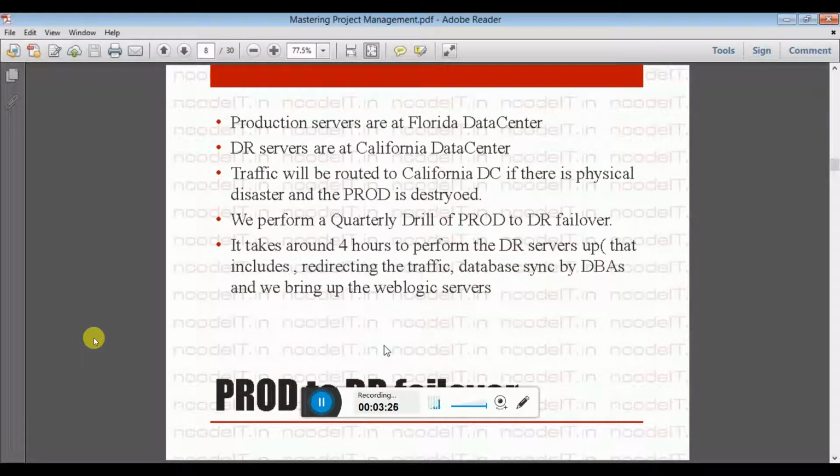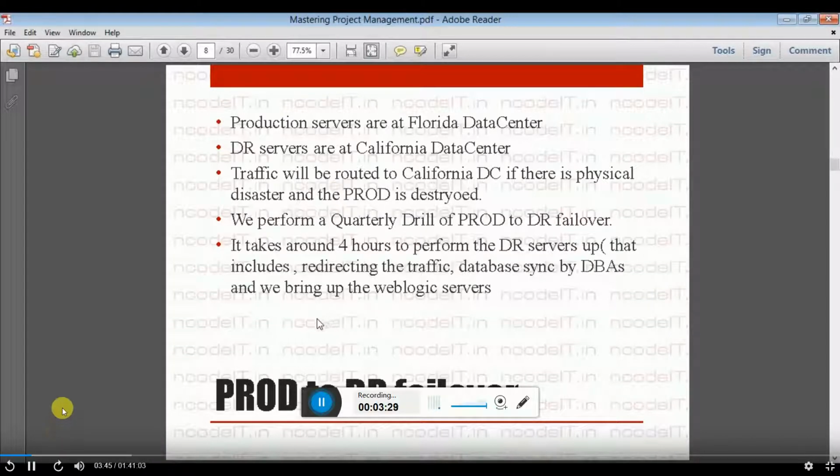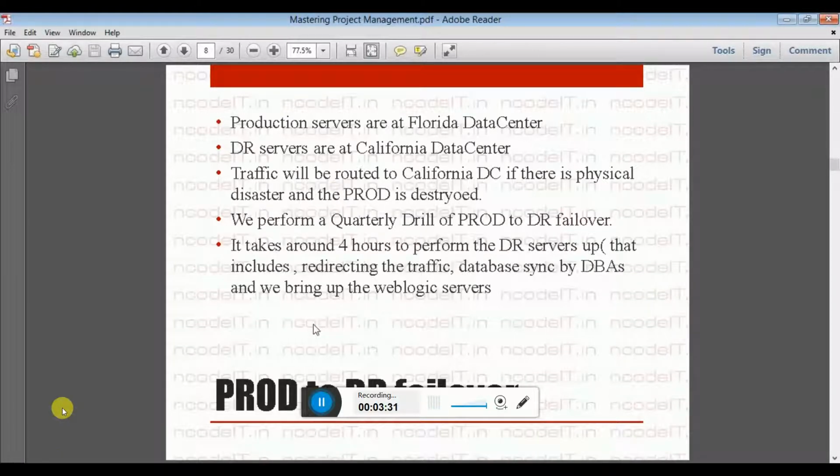Production to DR failover. Now just to give a review of the difference between production and DR. DR is a disaster recovery setup, exactly like production, used only when there is a physical disaster like earthquakes or floods. Now these production and DR are at two geographical locations usually. If you are a US client, you use the Florida data center, which is on the east side, and the California data center, which is on the west side of the US. So when there is a physical disaster, the production, let's say, is in Florida, it will be wiped out.